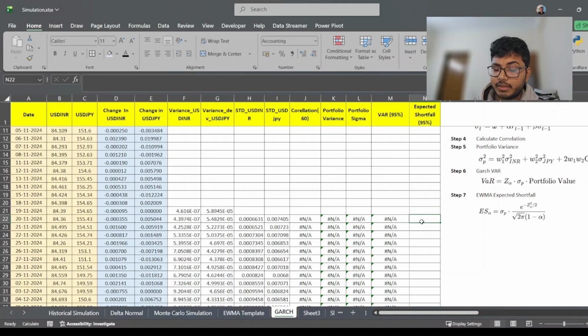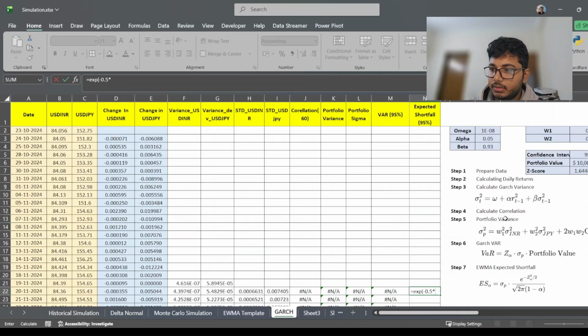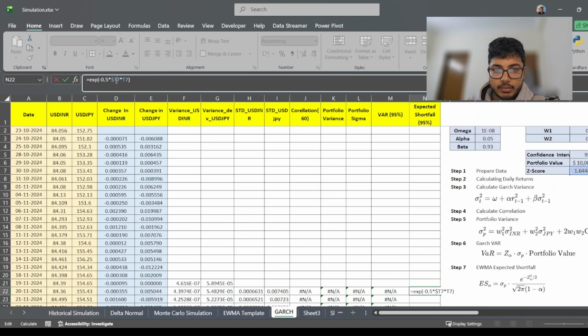So now we are going to calculate the expected shortfall. Please note that this formula doesn't have portfolio value multiplication. We need to include that as well. So exponential of minus 0.5 multiplied by z value multiplied by z value. We need to fix these values as well. Divided by 1 minus alpha, which is the confidence interval. We need to fix this as well.